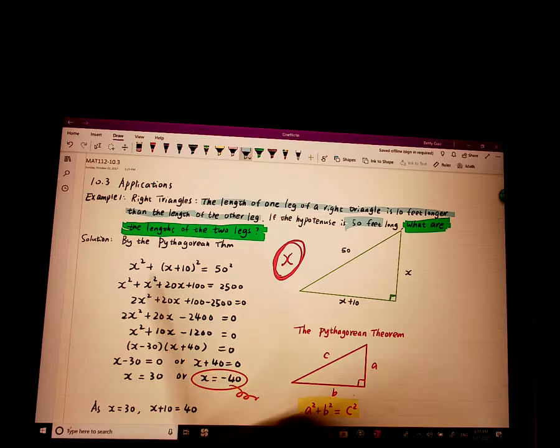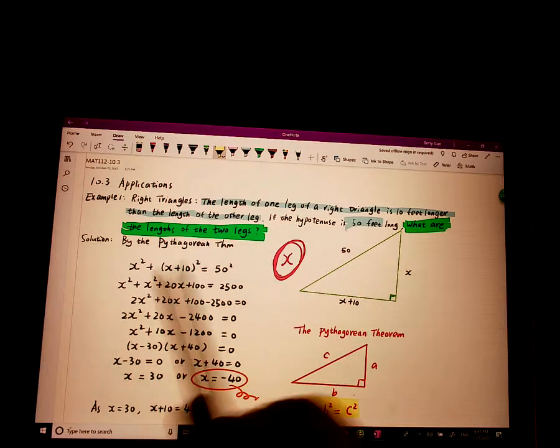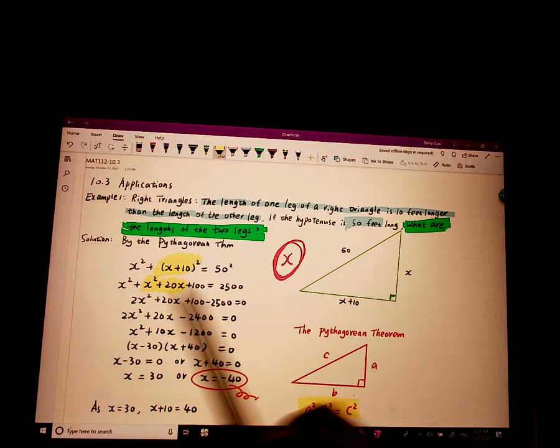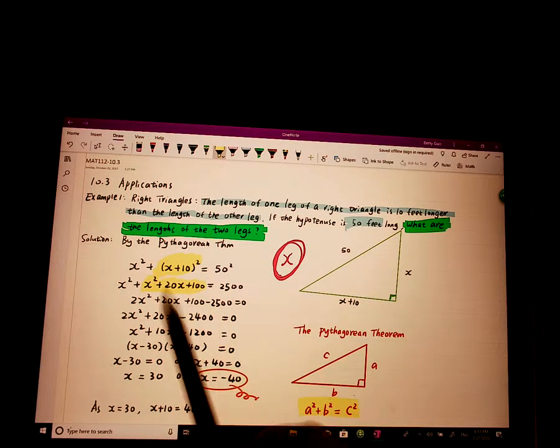On the left-hand side, if you FOIL this part, you would have x squared plus 10x plus 10x plus 100. Combine like terms, you have 20x. And remember, I said I leave this for you to figure out. You can apply the solving by factoring method to get the two solutions. One solution is 30. The other solution is negative 40.